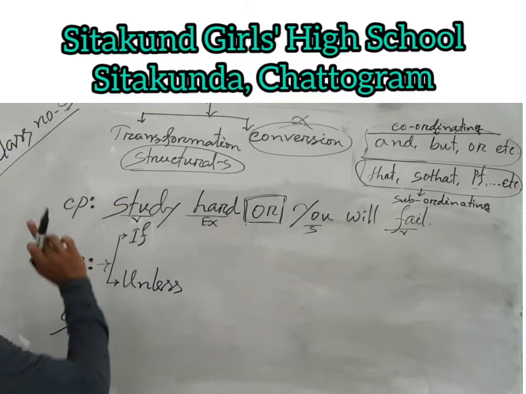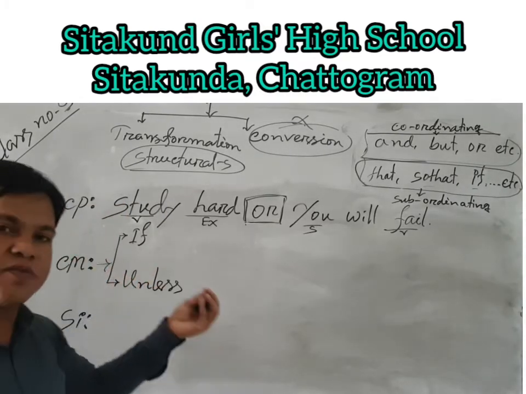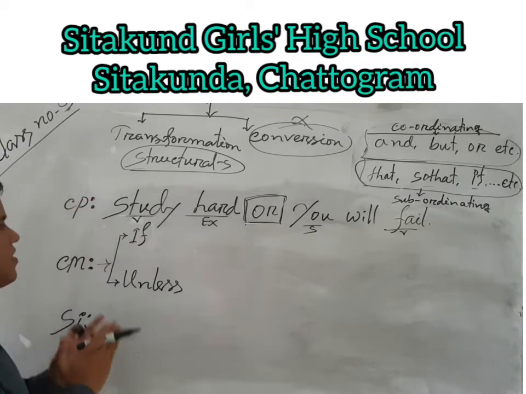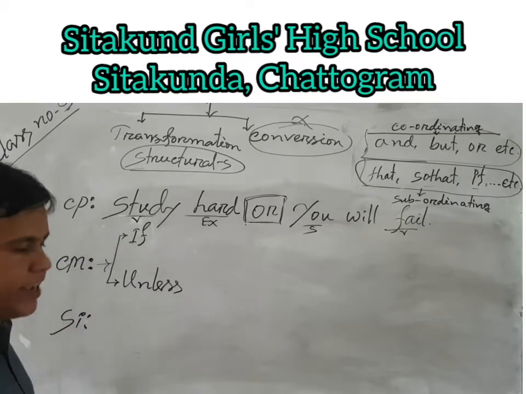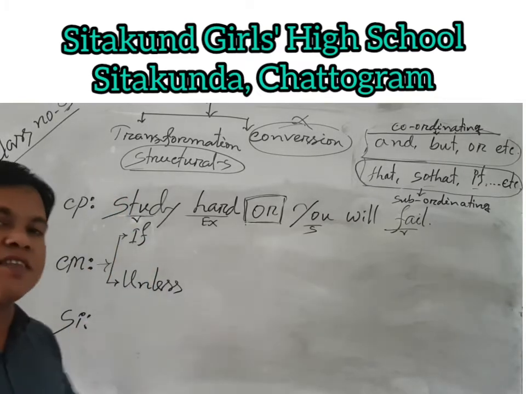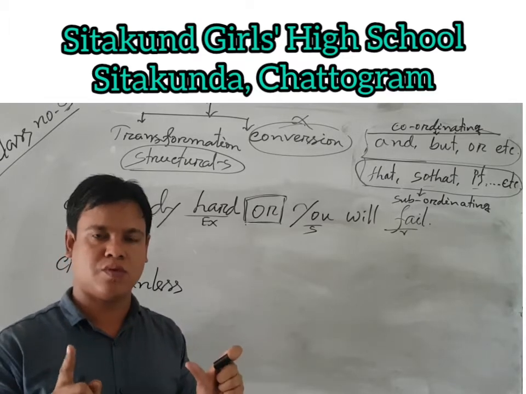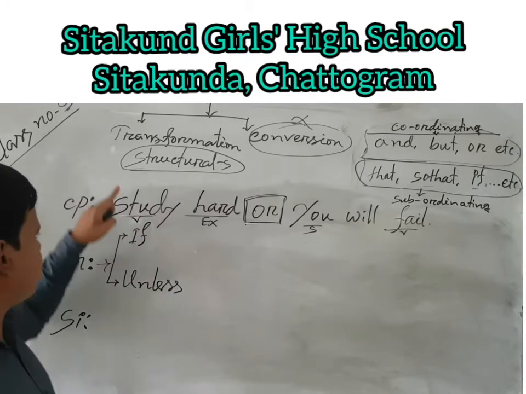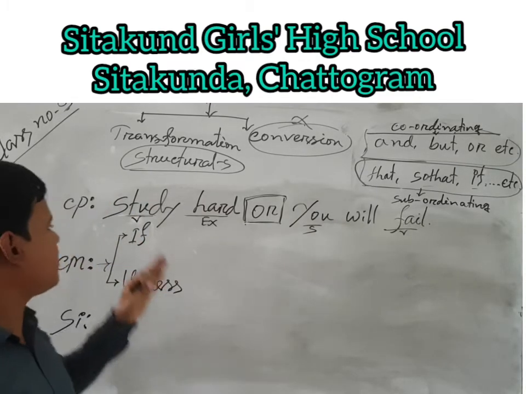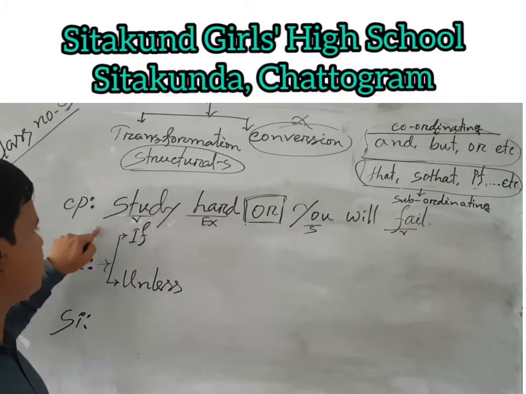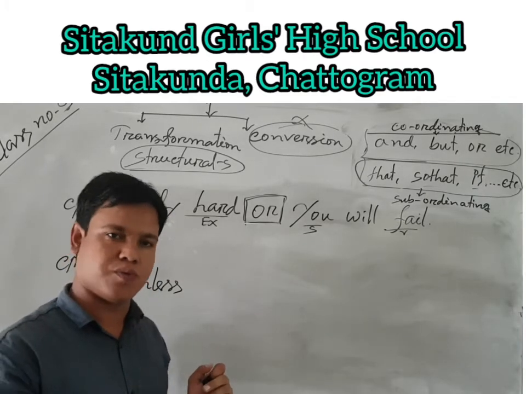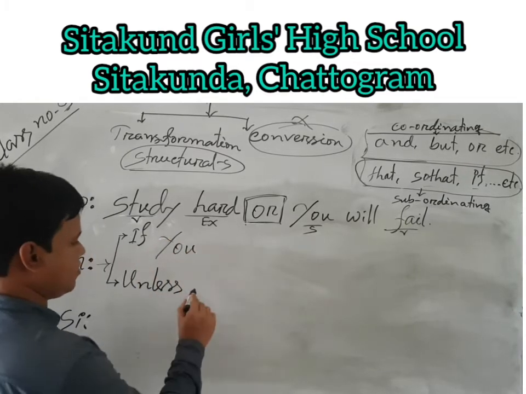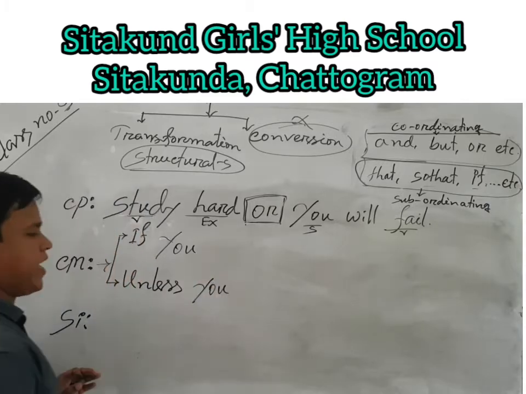In "study hard," there is no existence of a subject. If there is no subject and the sentence starts with a verb, then we have to think there is a subject, and the subject is always you. Without you, we cannot use any subjective form here, because there is no subject and the sentence starts with a verb. That means there is a subject and the subject is always you. So we have to use the subject you if we want to make it complex.